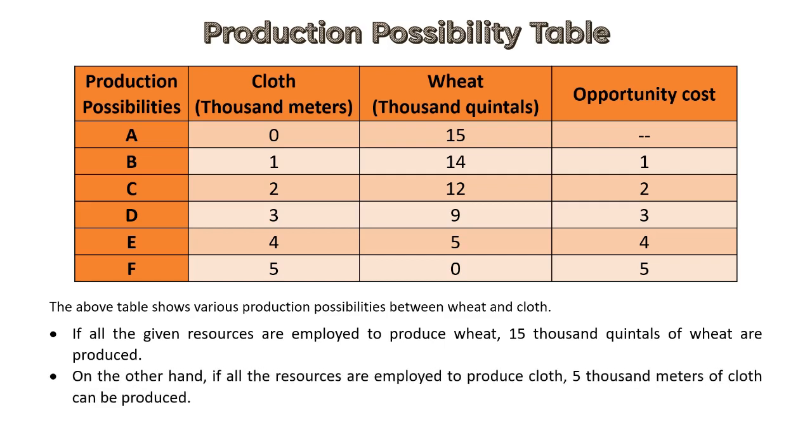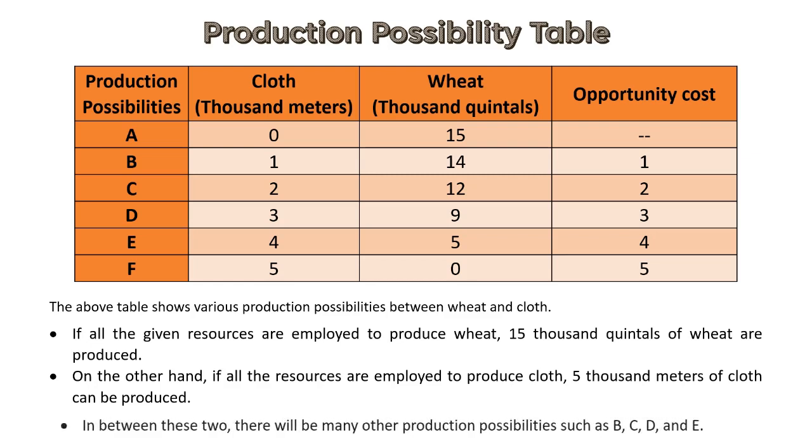On the other hand, if all resources are allocated for the production of cloth alone, then the country can maximally produce 5,000 meters of cloth with zero production of wheat. And in between these two, between points A and F, there are different production possibilities like B, C, D, E, where the country is diverting its resources between the production of cloth and wheat.